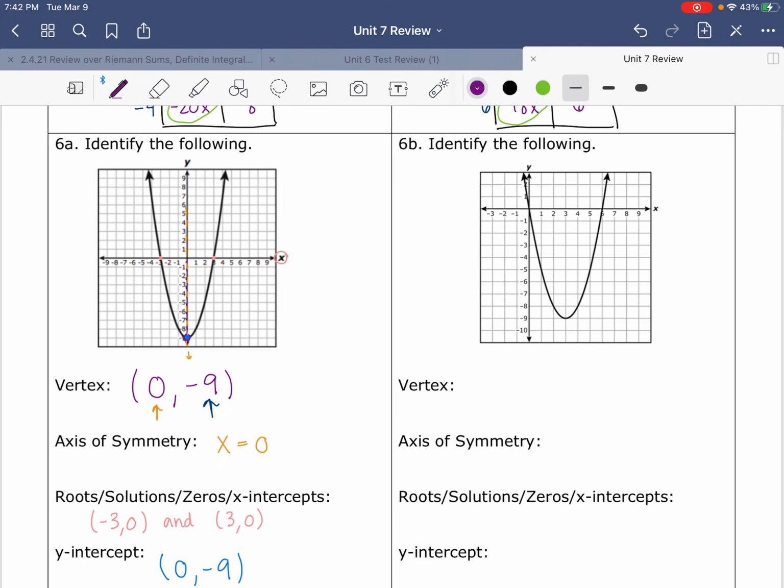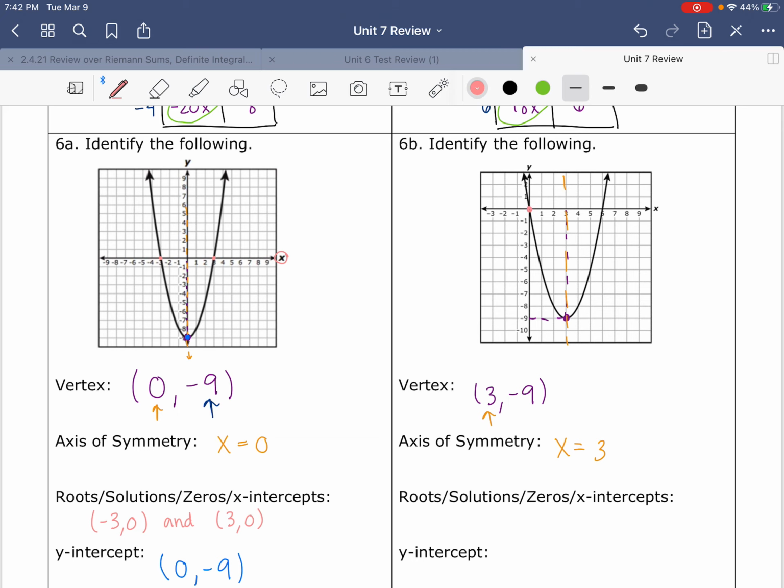All right, same thing again. So vertex is this very bottom point down here. If you can see, the x value in this case is at 3. Then our y value is at -9. So 3, -9 is our vertex. The axis of symmetry goes through our x value, so it's going to be x equals whatever this x value is, which is 3.